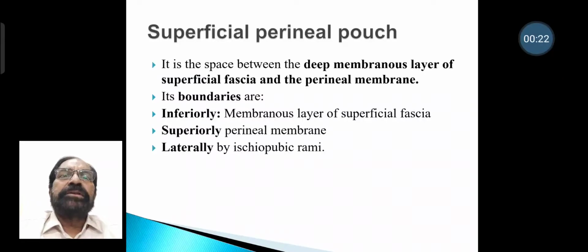Superficial perineal pouch: it is the space between the deep membranous layer of superficial fascia and the perineal membrane. Its boundaries are inferiorly the membranous layer of superficial fascia, superiorly the perineal membrane, and laterally the ischiopubic rami.